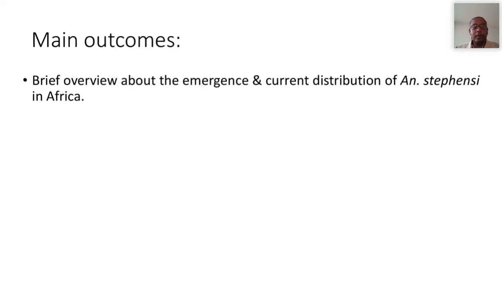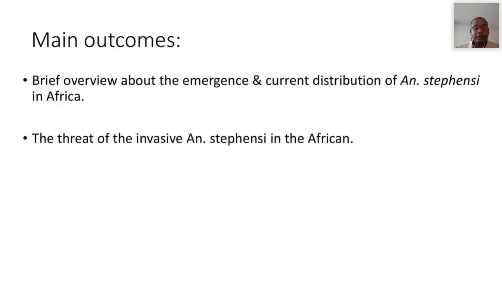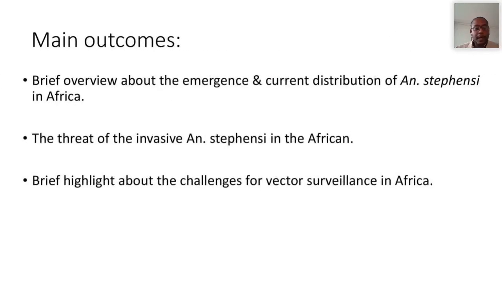The main thing that I'll go through is a brief introduction about the emergence of stephensi in the area and the current distribution in Africa, and also what type of threat that this invasive disease vector brings to the area, and also a brief highlight about the challenge for the surveillance and control in the area. And lastly but not least, what lessons have we learned and what we need to do so far.